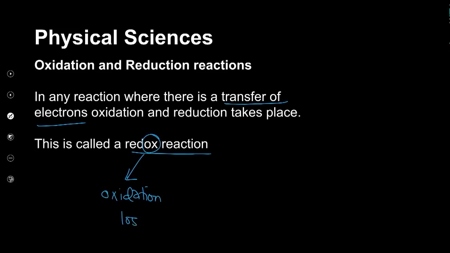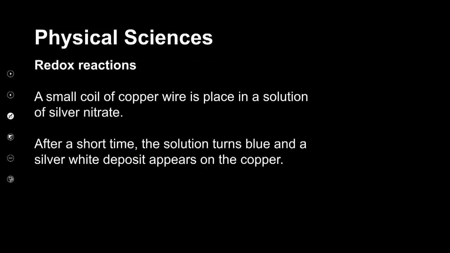Oxidation has to do with the loss of electrons, and then there is reduction, which has to do with the gain. So reduction and oxidation is what gives us a redox. That's the main idea. And then a small coil of copper wire is placed in a solution of silver nitrate.